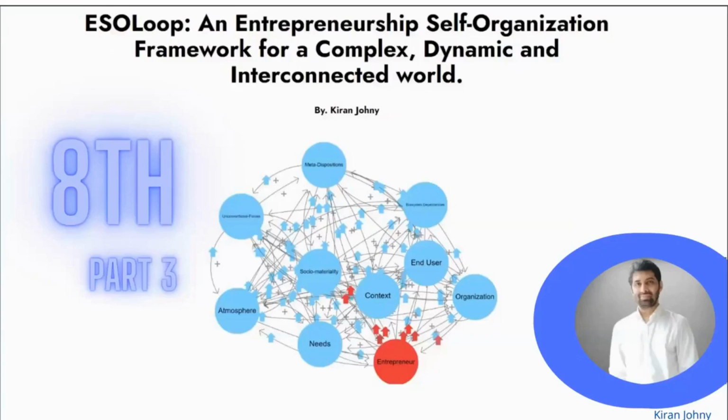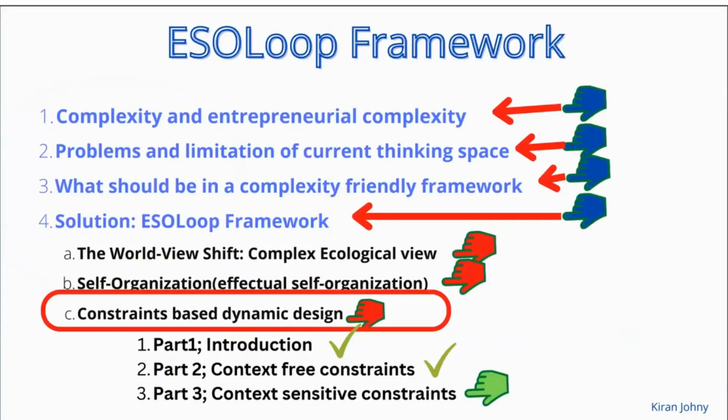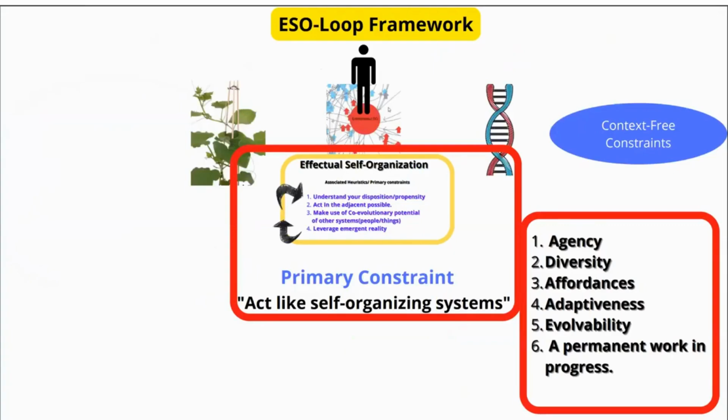This is the third part of the 8th session of the introduction series of the Eso-Loop Framework. In the last session, I completed introducing context-free constraints. I introduced 6 default context-free constraints. They are agency, diversity, affordances, adaptiveness, evolvability, and a permanent work in progress.